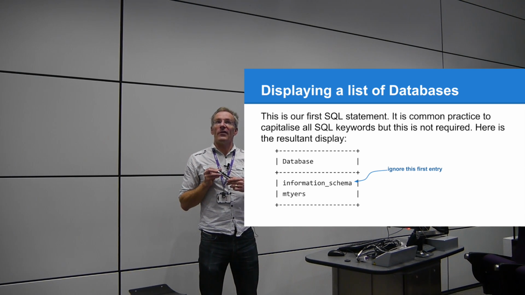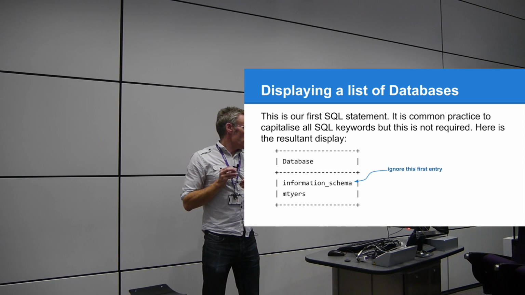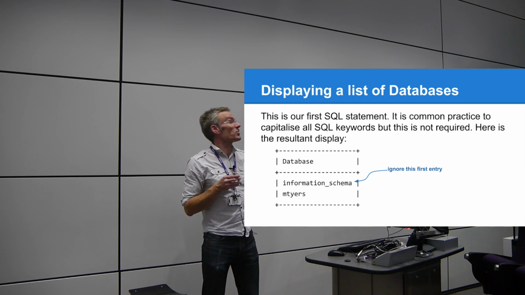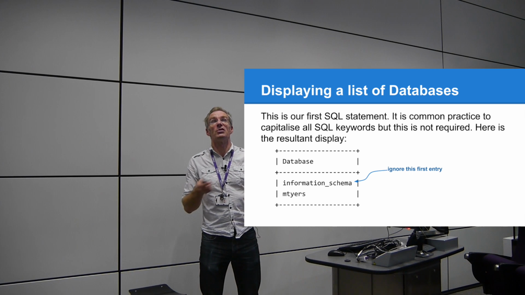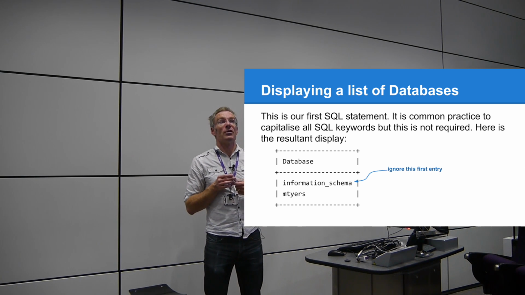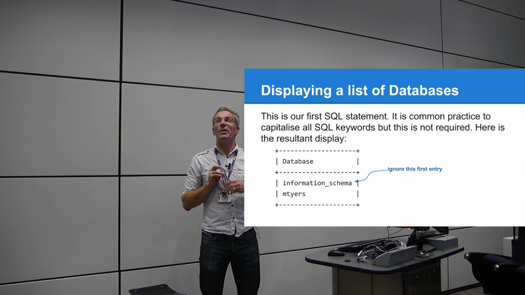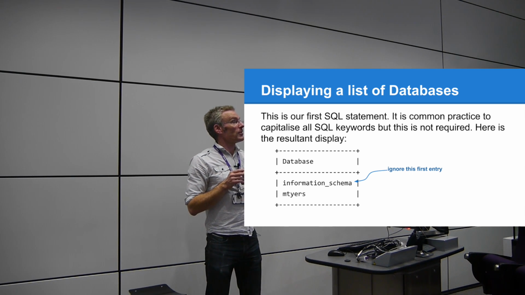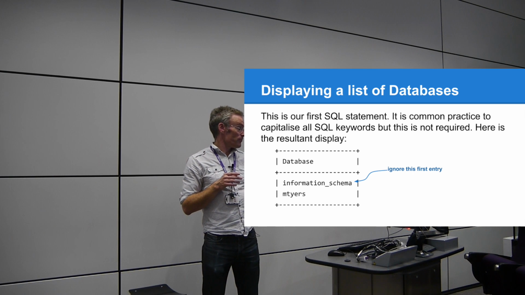Don't be fooled. I've actually only got one database. The information schema basically means I'm mentioned in the information schema. I have permissions set up. That's where it stores all the permissions and the user accounts. The one I care about is the mtires one. And your database will be capital C, capital U, and your student number. Too easy to remember, isn't it?